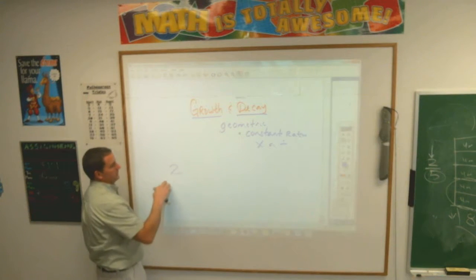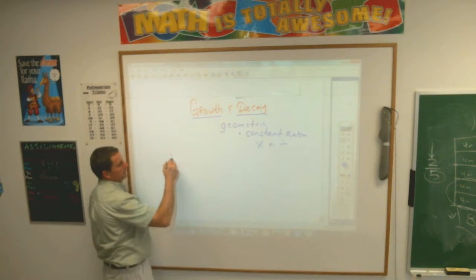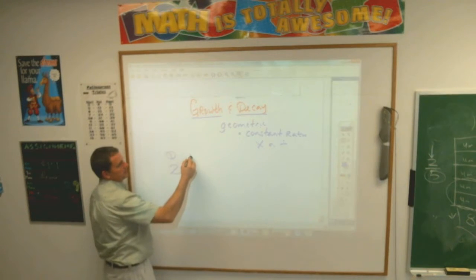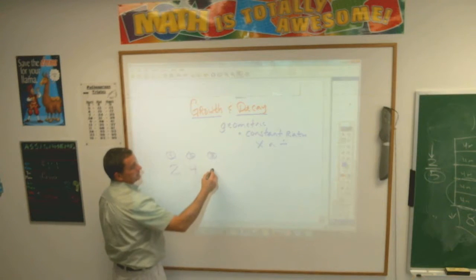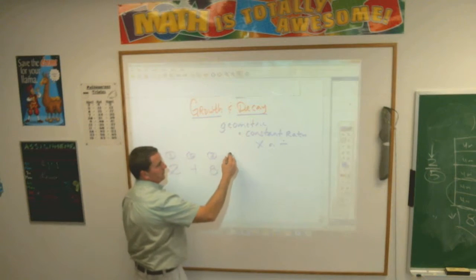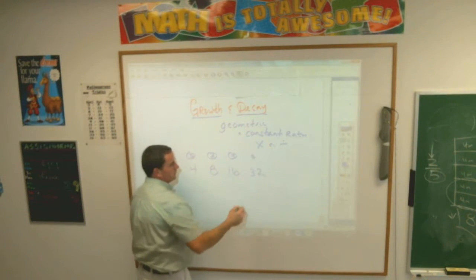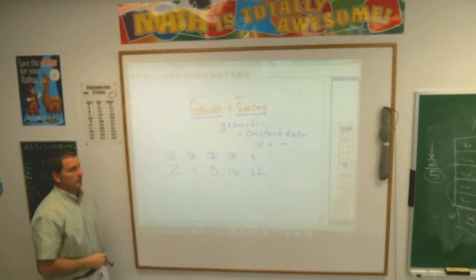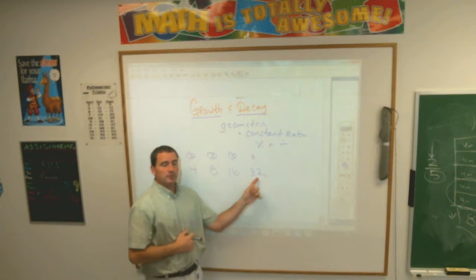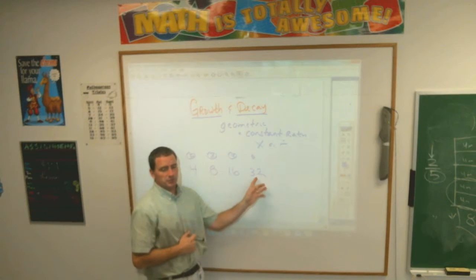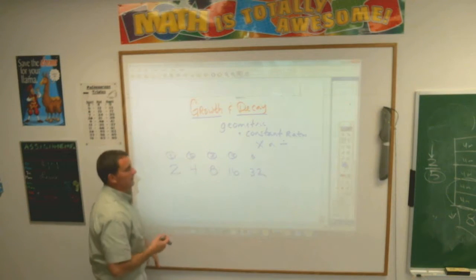2 bacteria and they double every minute, the first minute you have 2, you double it, the second minute you're going to have 4, the third minute you're going to have 8, the fourth minute you're going to have 16, the fifth minute you'll end up with 32. It's like exponential growth. In other words, it grows slowly at the beginning, but as you get farther and farther away from the beginning, when you start doubling bigger numbers, it grows quicker and quicker. Same thing with decay.